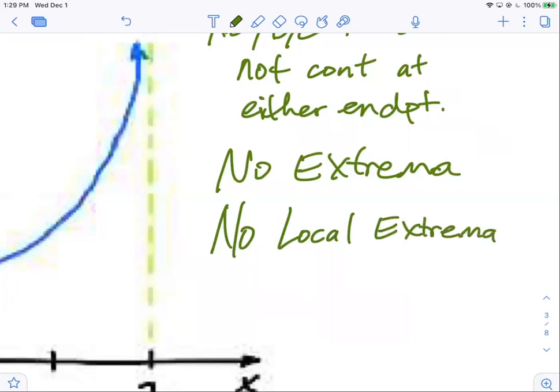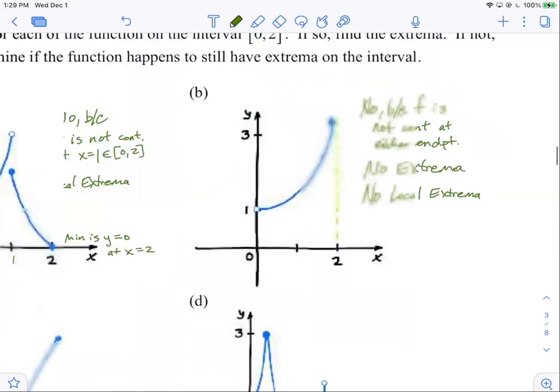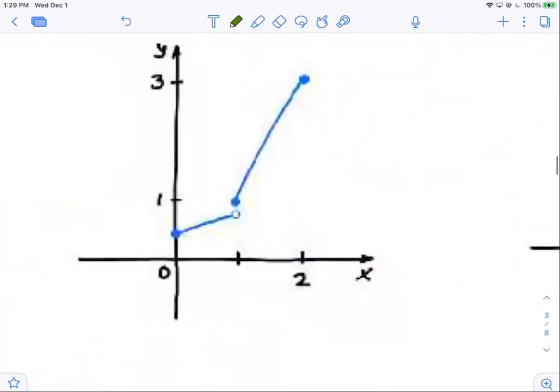Okay. Sorry, graph. I didn't want any extrema anyway. Which type, sir? Yeah, thank you, Brian.